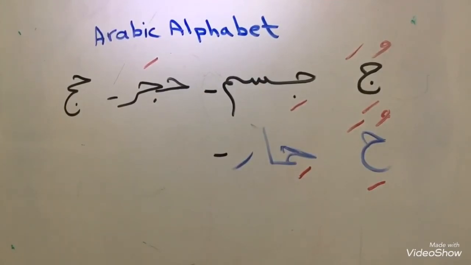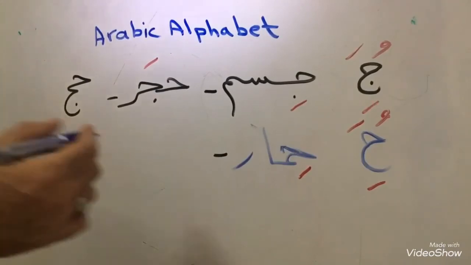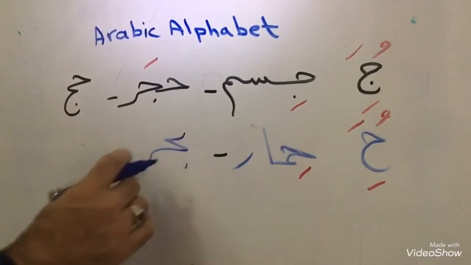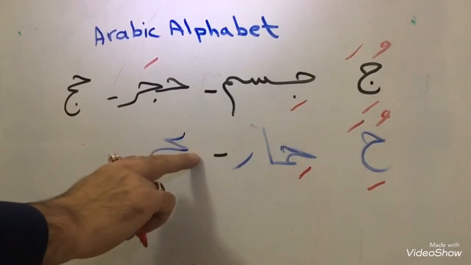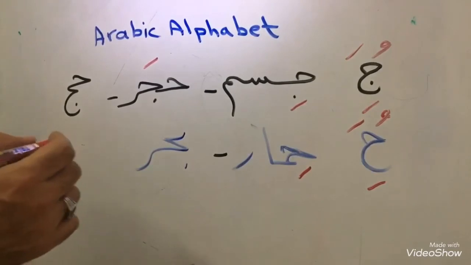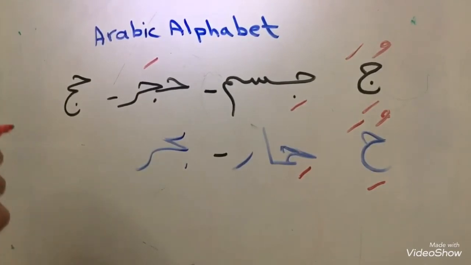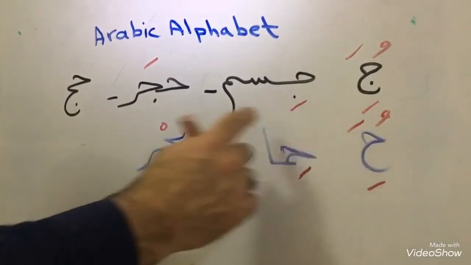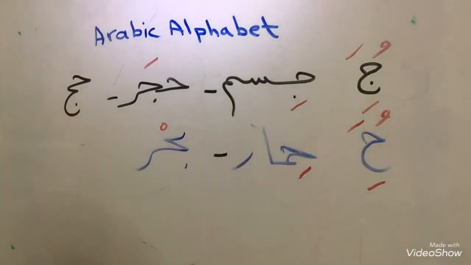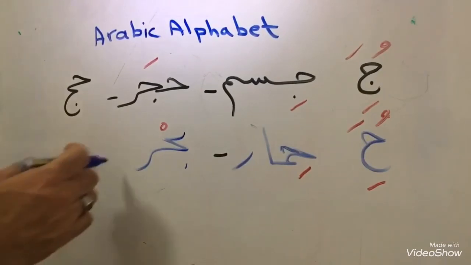When it comes in the middle, like Bahr. You can see Ha in the middle. It comes after Ba, before Ra. Now we can see how Ha has Sukoon. It is different from Dhamma, Kasra, Fatha. When the letter has Sukoon, it becomes Bahr. Bahr means sea.